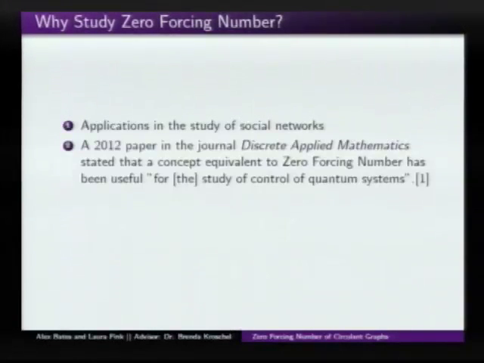The second, we found that a 2012 paper in the journal Discrete Applied Mathematics stated that a concept equivalent to zero forcing number has been used by physicists to study the control of quantum systems. So basically, physicists came up with an idea that was equivalent to zero forcing number, and we're using it to study quantum mechanics.